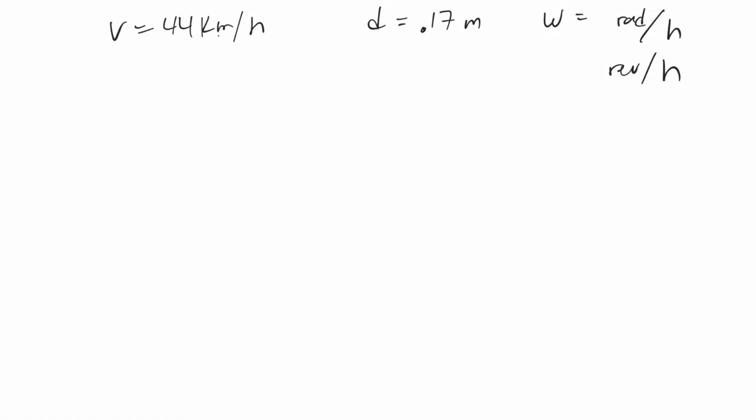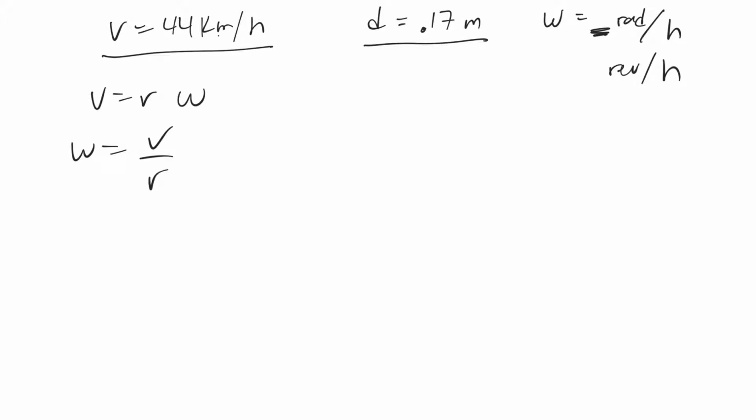All right, here's a couple of review Math 95 questions. First one is, what is the angular velocity in radians per hour if the biker is going 44 kilometers an hour and the diameter of their wheel is that? Okay, so the formula is v equals r omega. So if you manipulate it, you get this.